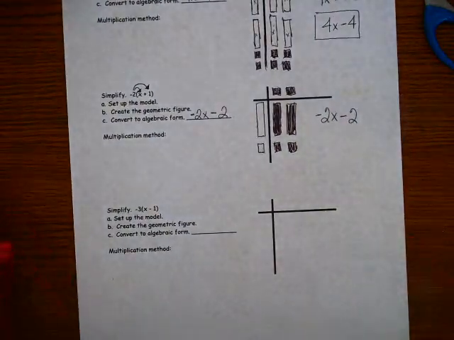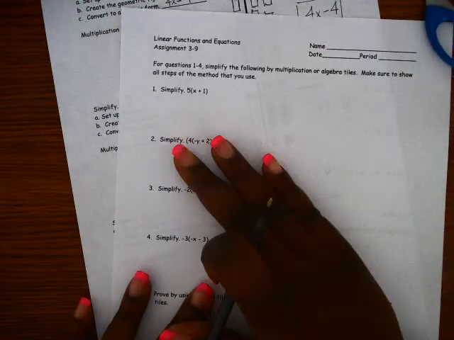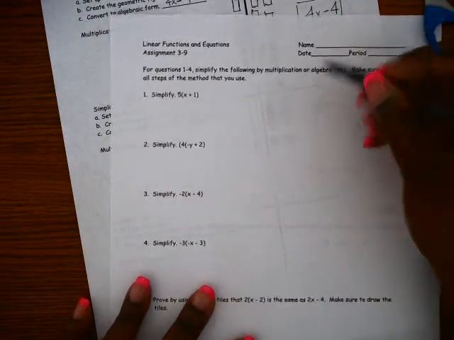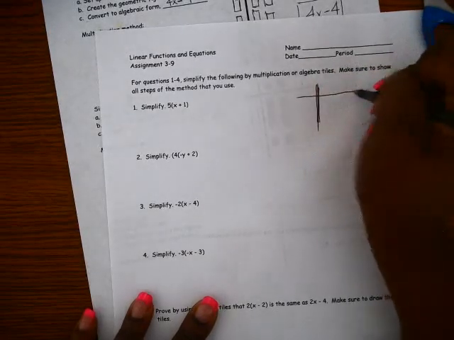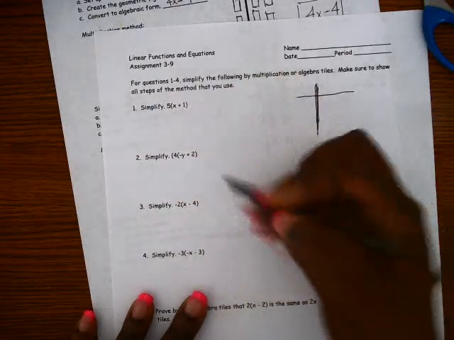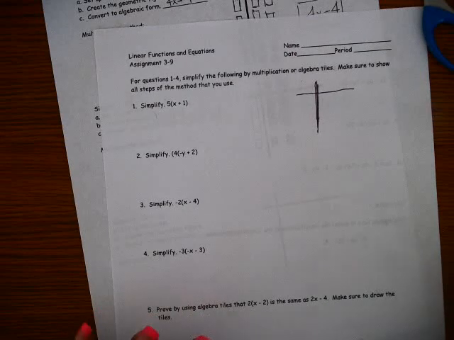Okay, I hope you can do your work on your own from here, and ask each other for help, use each other, and then once you're done with this, you want to work on assignment 3-9. So feel free to use it. I would like you to work this assignment using the algebra tiles and the distributive way with just the numbers. All right, good luck.